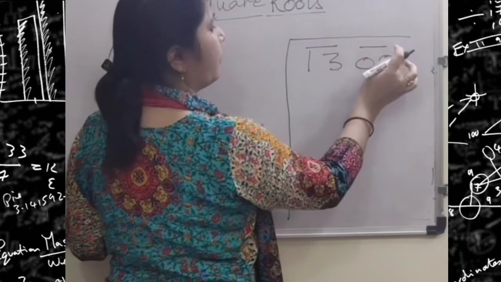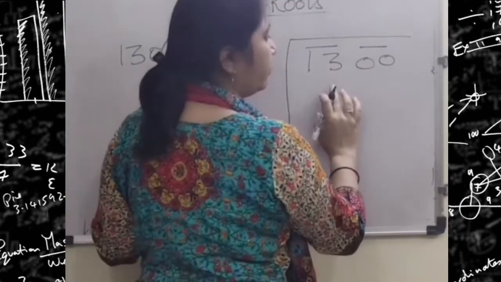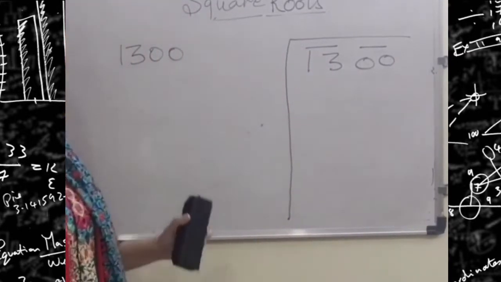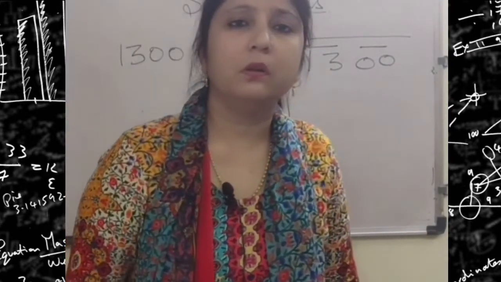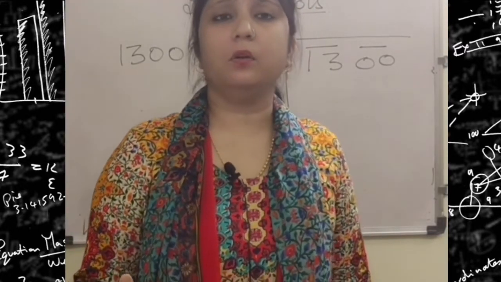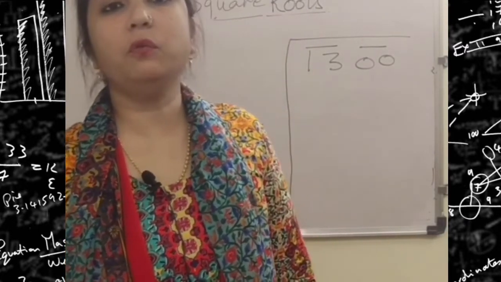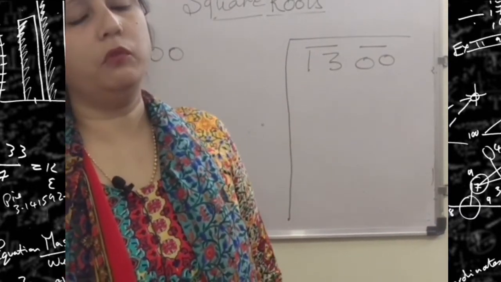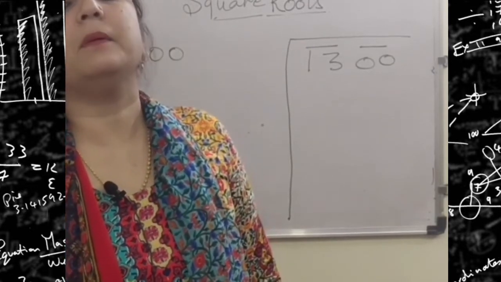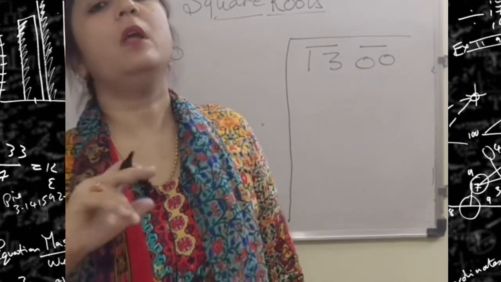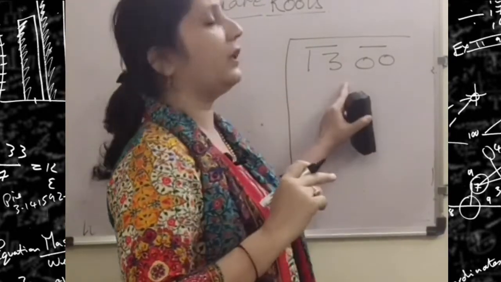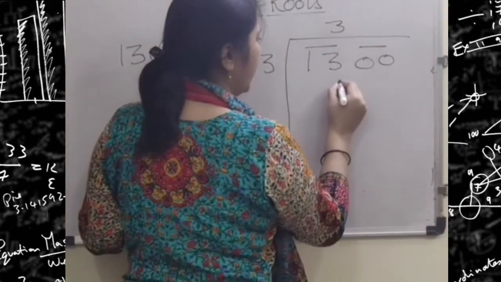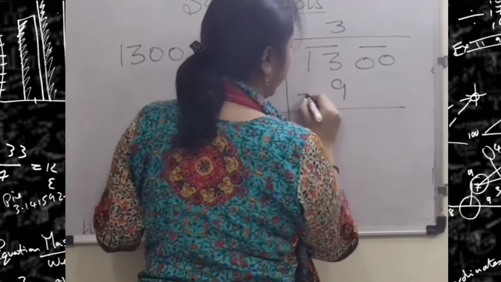Make pairs moving from right to left. 2 pairs you have obtained. The first pair is 13. For 13, which table you are going to use? 13 ones are 13? No. Which one you can use? 1 one is 1, very less. 2 twos are 4, cannot be used. So we can use maximum 3 threes are 9 because 4 fours are 16, which exceeds 13. So we take 3 threes are 9 and we subtract.